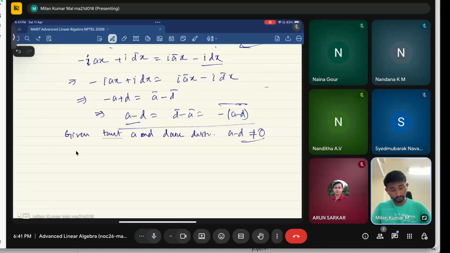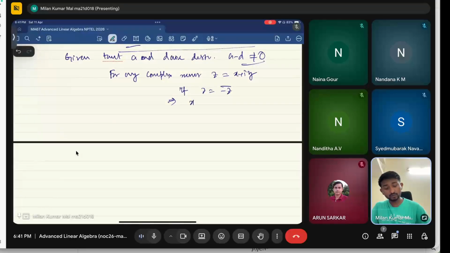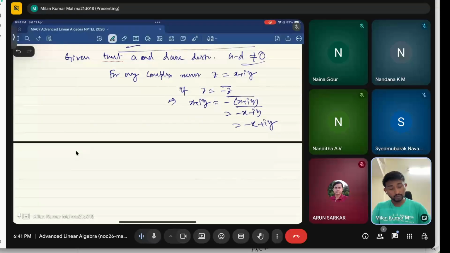Suppose z is any complex number, z equals x plus iy. If z is equal to minus z bar, that implies x plus iy is equal to minus of its conjugate, which is minus x plus iy. X and y are real, so that will force 2x to be equal to 0, that is, x is equal to 0. That means z is purely imaginary.